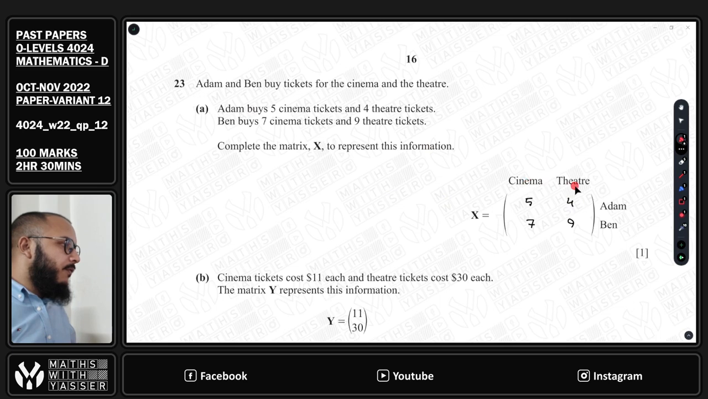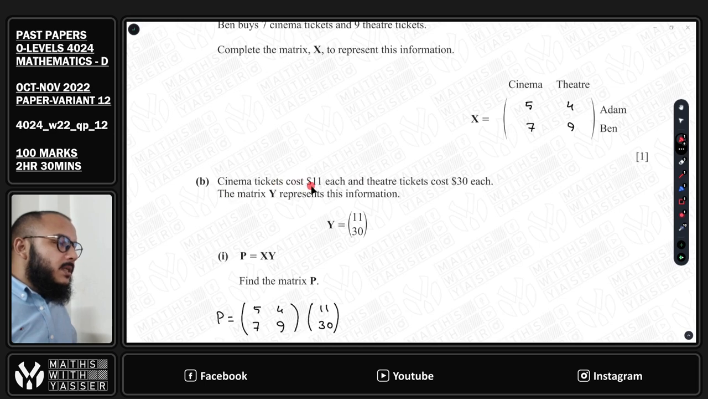So they have already provided the labels. So the value for cinemas will be over here, theaters will be over here, and this will represent Adam and this will represent Ben. So 5 cinema tickets for Adam and 4 theater tickets for Adam. Similarly, 7 cinema tickets for Ben and 9 theater tickets again for Ben.